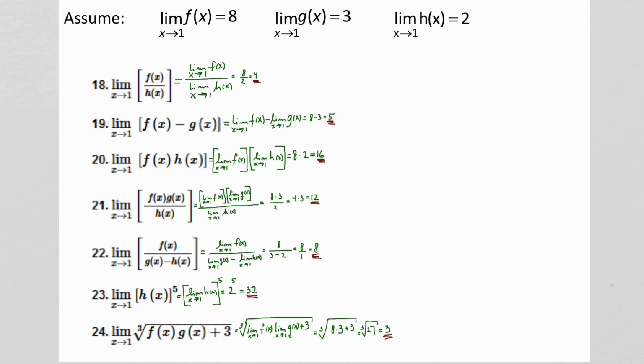So when you take this limit, it's the same as this function raised to the power 1/3. And so raised to the power 1/3, that's cube root. So you should have ended up with 3.